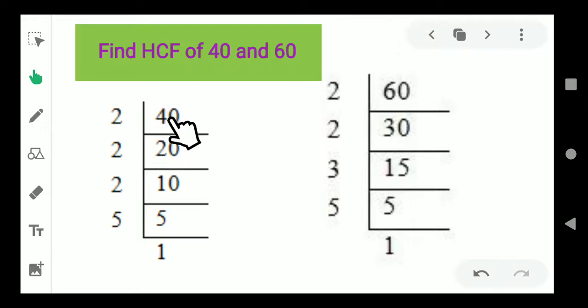Here, 40 can be written as 2 into 20, 20 can be written as 2 into 10, 10 is 2 into 5, and 5 into 1. So the prime factors of 40 are 2 into 2 into 2 into 5. 60 can be factorized as 2 into 30, 30 is 2 into 15, and 15 is 3 into 5, 5 into 1. So the prime factors of 60 are 2 into 2 into 3 into 5.